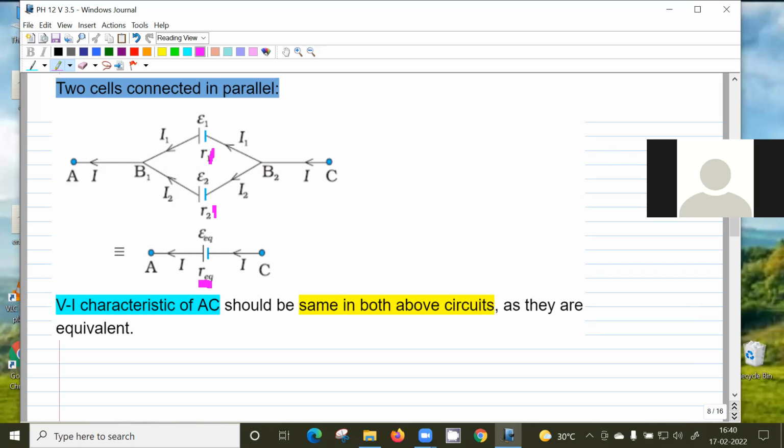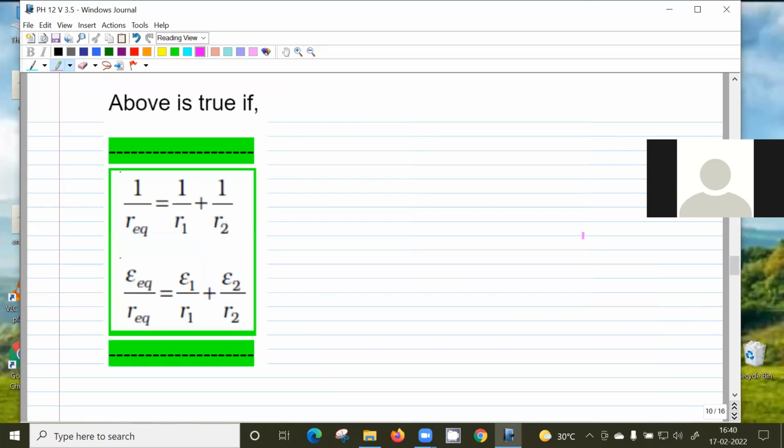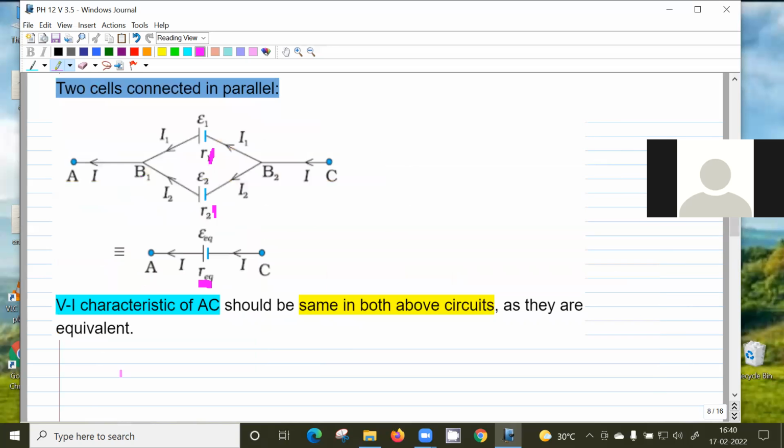So this is the final relation: 1 by R equivalent is 1 by R1 plus 1 by R2, and E equivalent by R equivalent equals E1 by R1 plus E2 by R2. This is a parallel combination. This you all should already know. Okay, this can be easily derived.